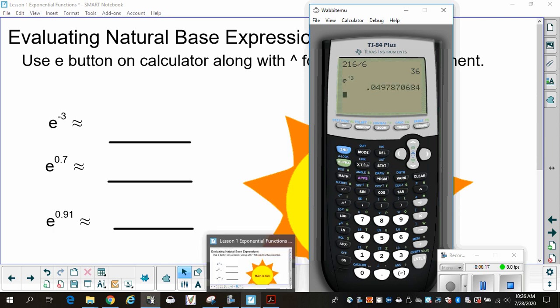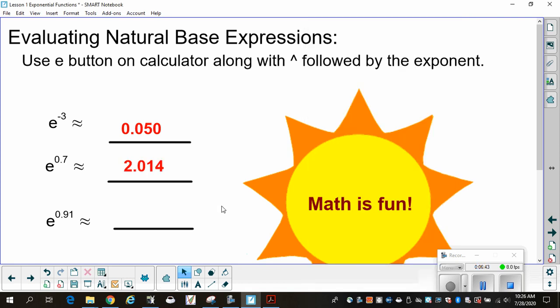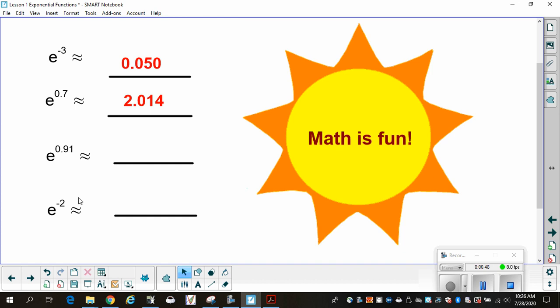and hit enter. Now all of these answers here, I rounded to the nearest thousandth, or to the nearest third decimal place. Because the fourth one out is a 7, that would round this up to 0.050. Boom. The rest of these, second natural log gives me my e to the x, 0.7, and I hit enter. 2.014. Okay, try these last two.